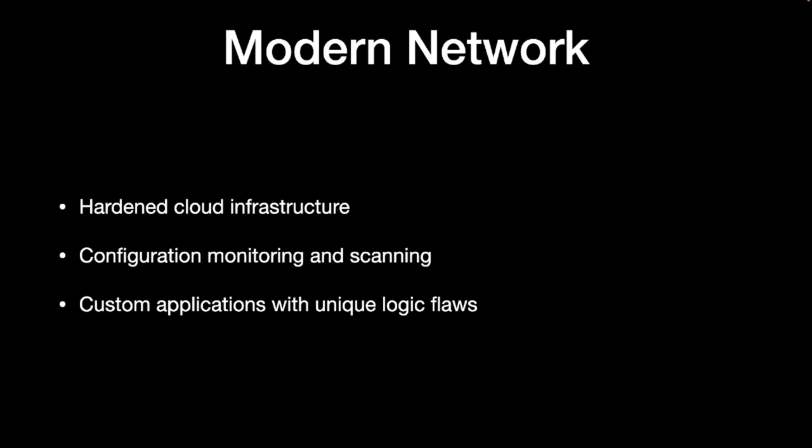Now, there's also configurations where the users of these cloud networks could misconfigure. You maybe hear about an S3 bucket that was misconfigured and all this data is leaked out. Well, there's configuration monitoring and scanning tools that are constantly being improved upon, and maybe new ones being released, where these configuration issues in the cloud are going to happen less and less, hopefully. And what that leaves us with is custom applications with unique logic flaws that are running in these modern networks, and these are still going to be a good entry point into these networks.